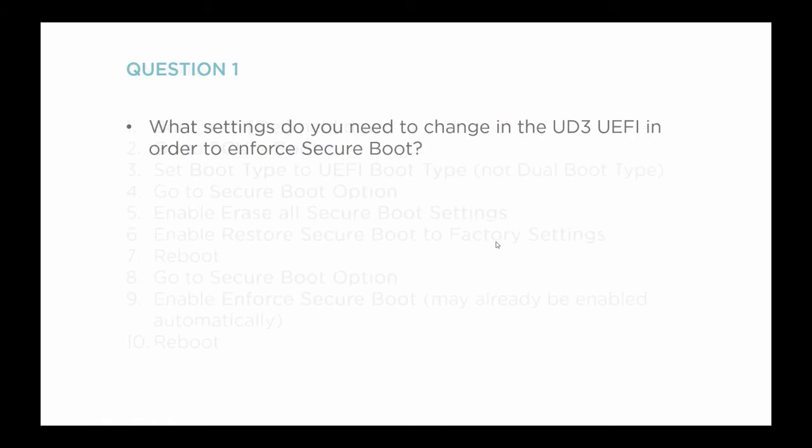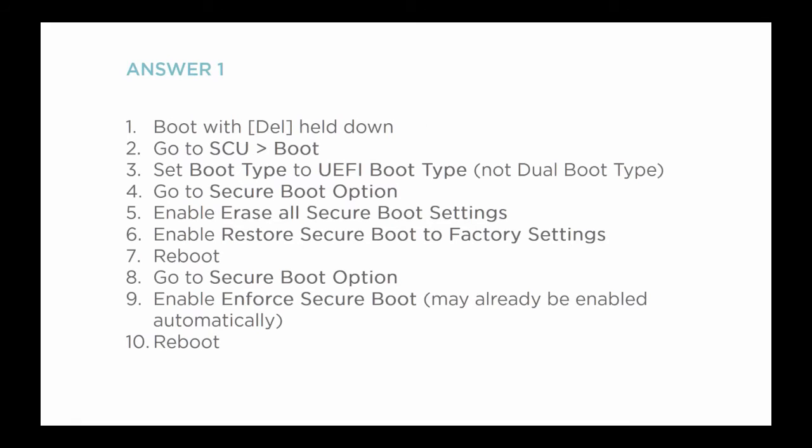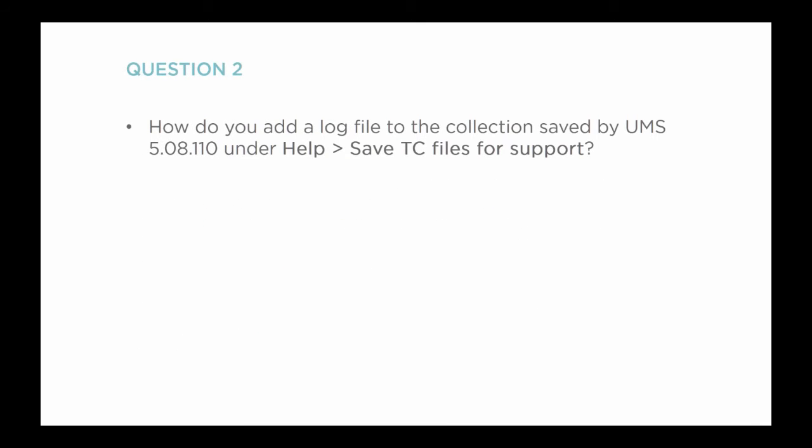All right, question 2. This is the answer, but you can read it all on eDocs. So how do you add a log file to the collection saved by UMS? I told you about that nice UMS feature. It's in the upcoming UMS version 5.8.110, by the way, which we'll release on 4th of May. How can I add a file to that?